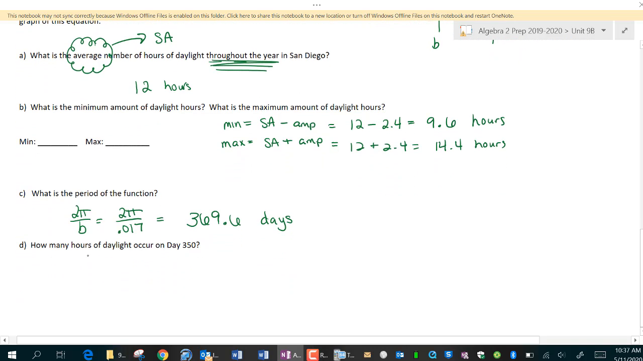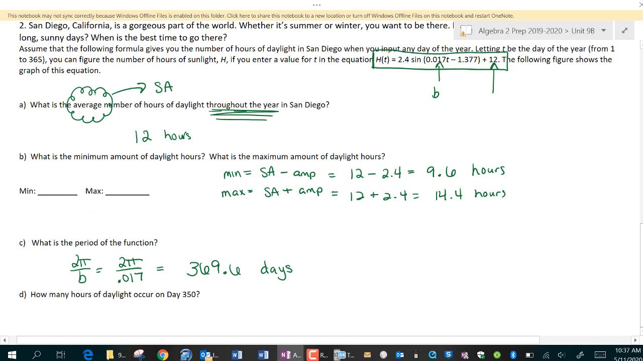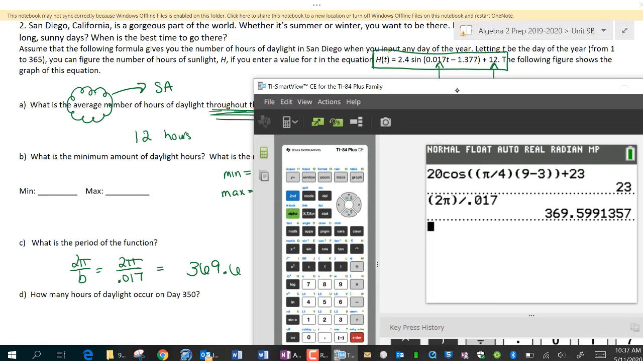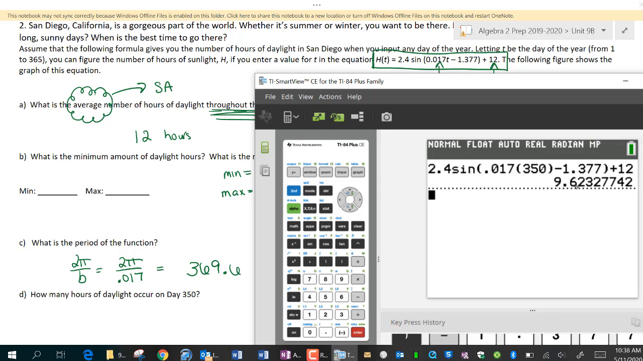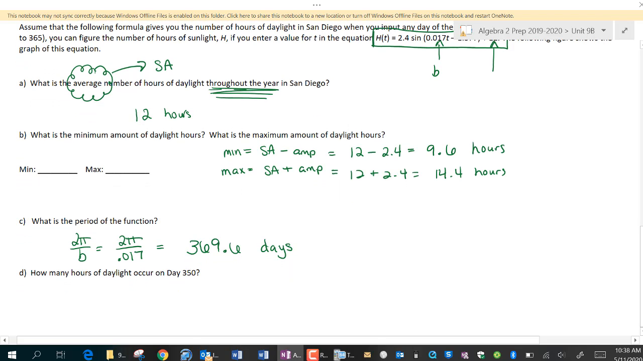And then lastly, D, how many hours of daylight occur on day 350? So we would just be substituting this in for T. So you would take your equation. I'm going to type it in exactly as I see it. And then instead of t, I'm going to put 350. Close out those parentheses, and then plus 12. So there's 9.6 hours on day 350.